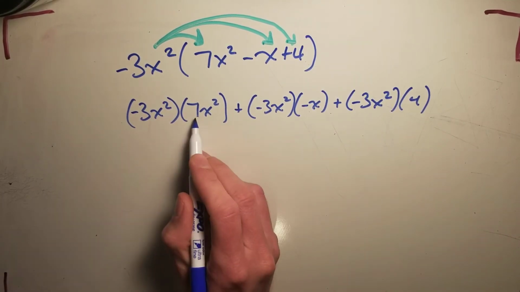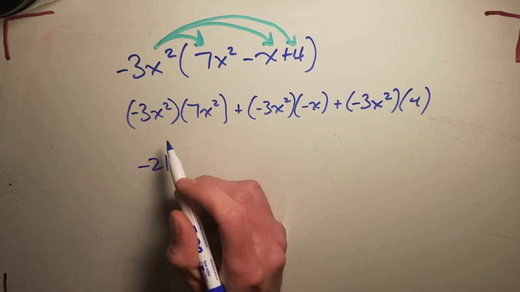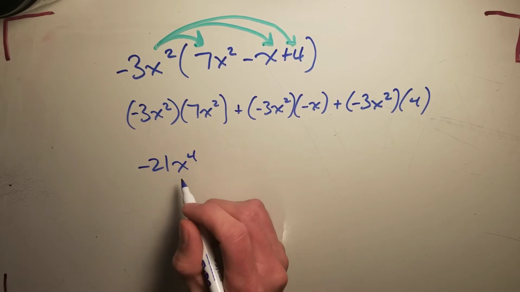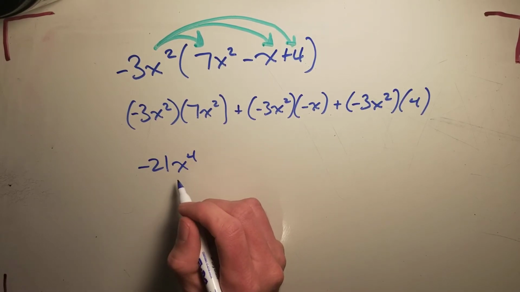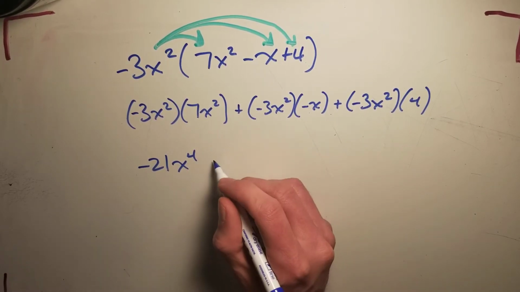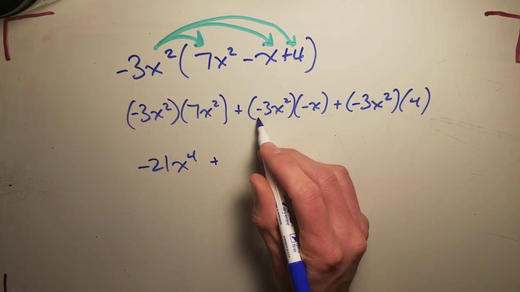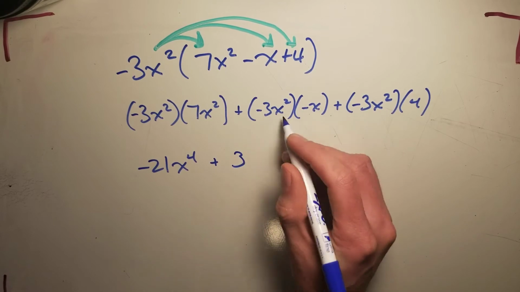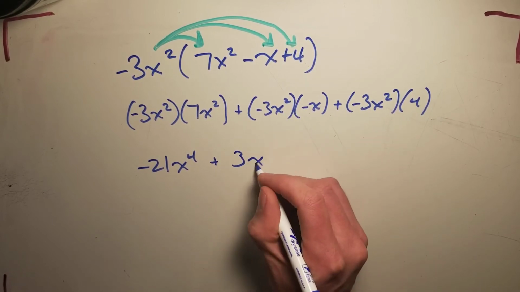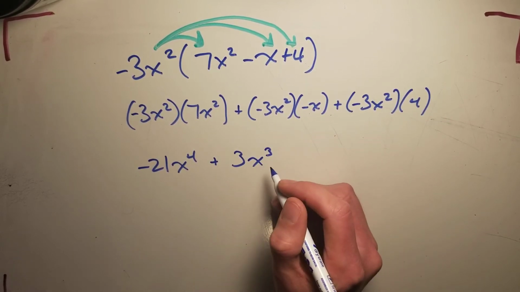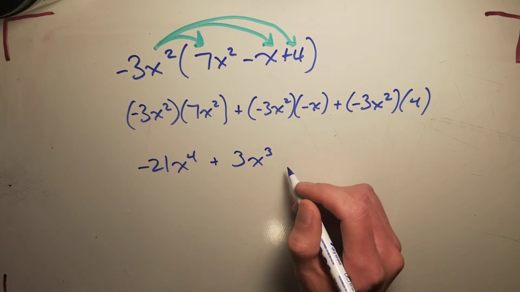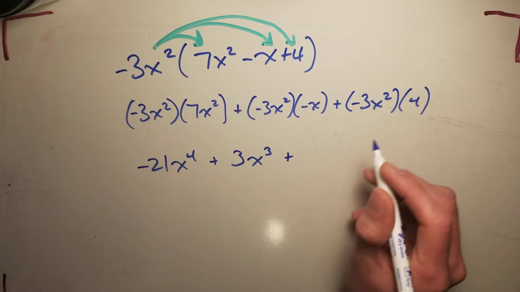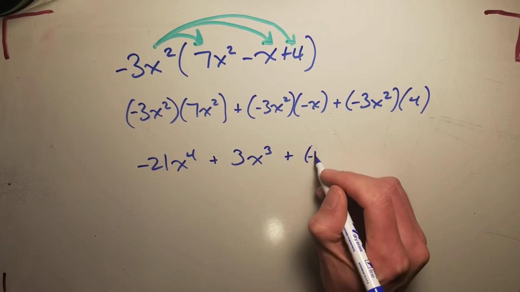So negative 3 times 7 is negative 21. Remember, when you multiply, you add the exponents, same base. Negative 21x to the 4th power. Then your next term, plus negative 3, the coefficient is negative 1 here, so your coefficient becomes a positive 3. x squared times x is x to the 3rd, so you're going to have positive 3x cubed. Then here you're going to end up with plus, well, negative 3 times 4 is negative 12.